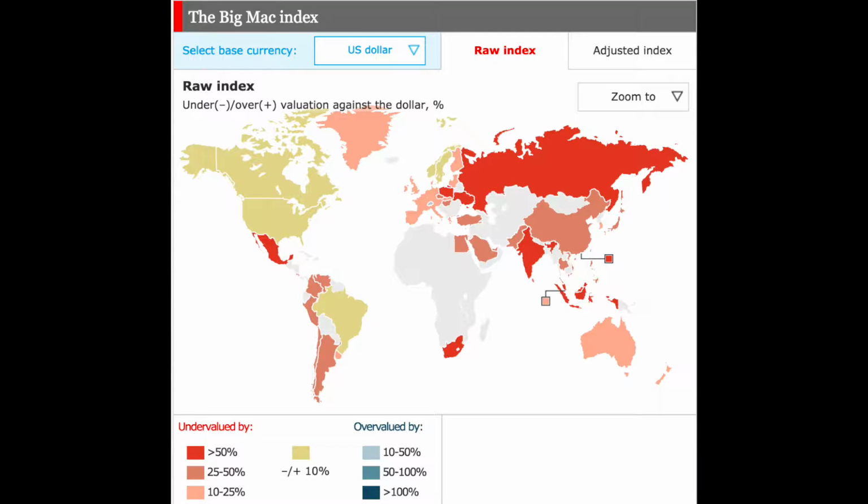On this graph, the colors of each country represent how undervalued or overvalued the currency is. For example, the average price of a Big Mac in America in July 2016 was $5.04, and in China it was only $2.79. So according to the Big Mac Index, the yen was undervalued by 45% at that time.